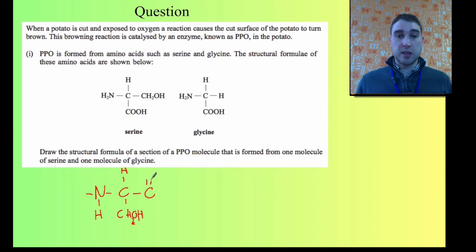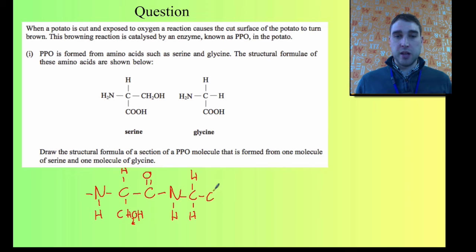And that's joined to a carbon that forms the double bond O. So that's part of the carboxyl group. So now we have C double bond O to N to H. And now we're going to draw the glycine molecule. So we have a carbon, going to a hydrogen. Now in glycine there's no side chain, it's just a hydrogen atom.